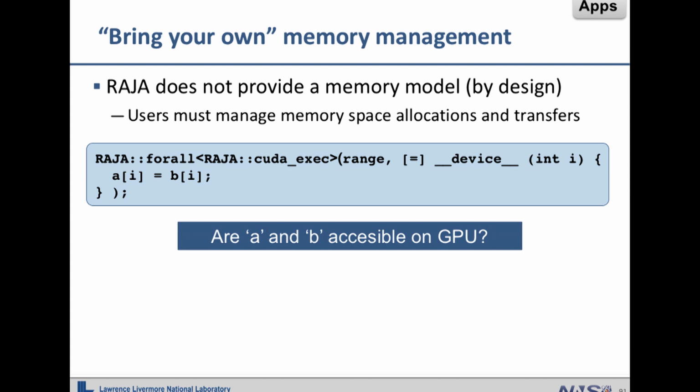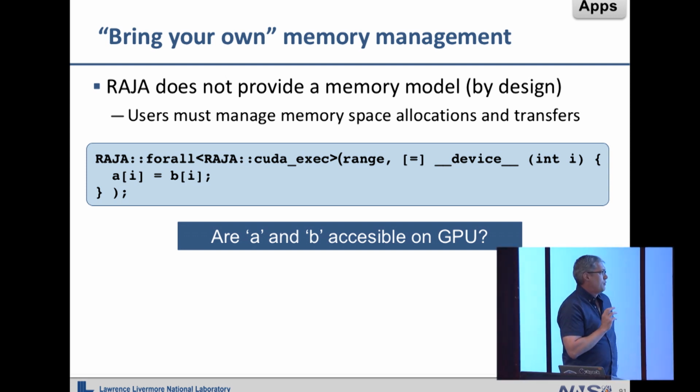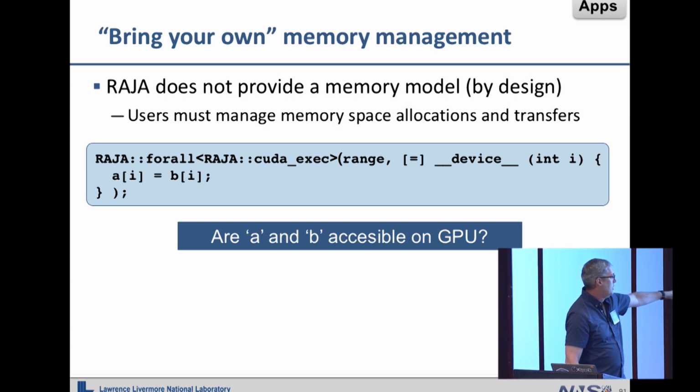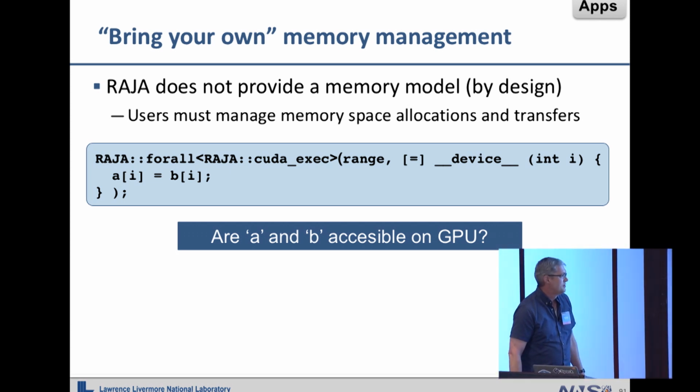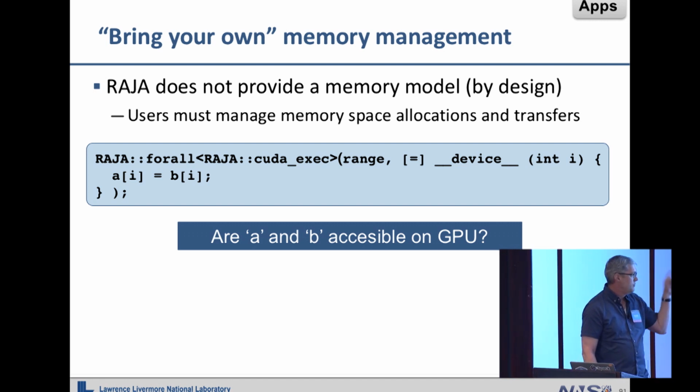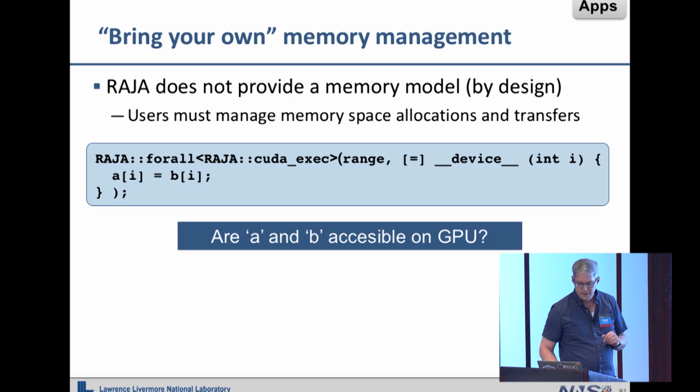So one thing that's different between Raja and other models, Kokkos in particular, is that we don't provide a memory model. That was by design, and we still think it's a good decision. I'll say a little about why. The users are responsible for managing their memory spaces for heterogeneous architectures, CPUs, GPUs, that sort of thing. So when you write a kernel like this and you're going to run something on a CUDA device, say using a CUDA execution policy, the user is responsible for making sure the A and B arrays are accessible on the GPU. So how do they do that?